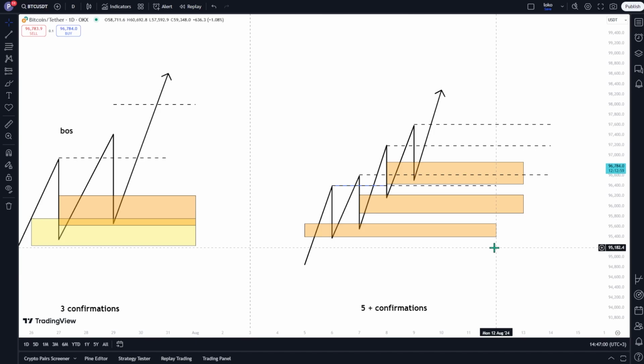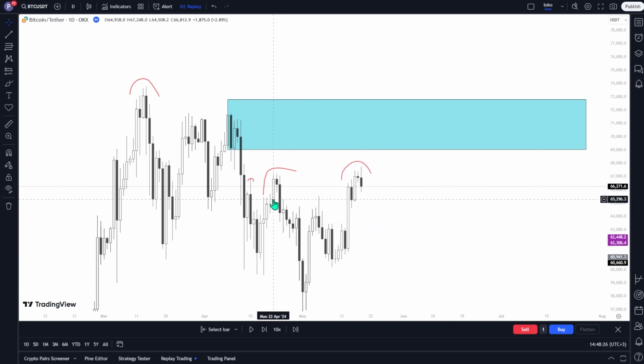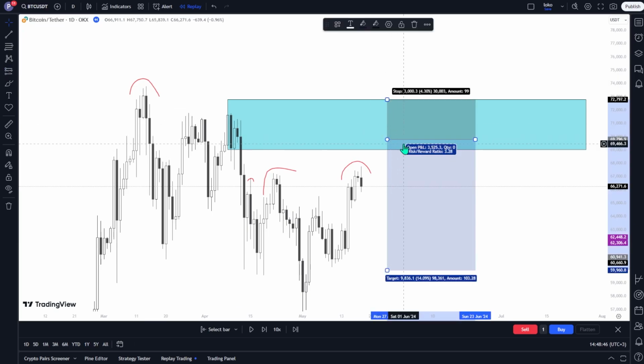Here's a live example. In this chart we have some examples of liquidity pools that are going to be grabbed. For example, here a new swing high and a new swing high, and above this we have our entering zone. It's our order block, and we can place a deal like that, entering at the beginning of the order block and stop loss behind it.